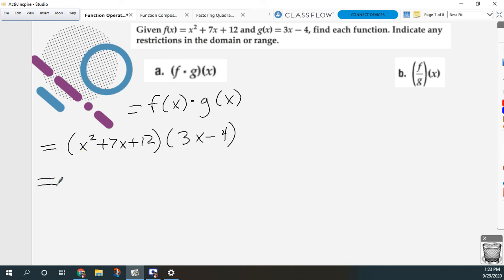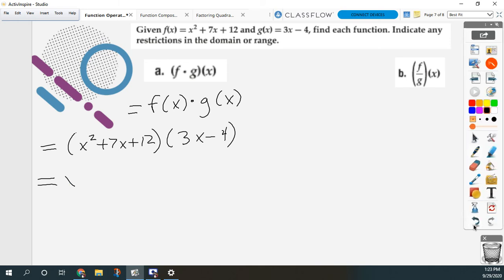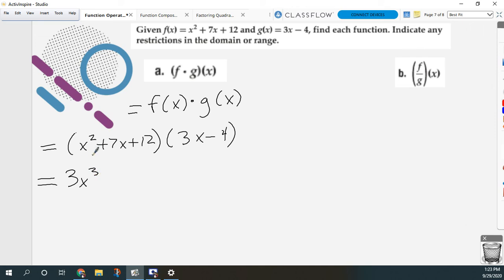So we're actually going to have to do what I like to call the rainbow method, because we have to multiply everything in our first parentheses by everything in our second parentheses. So it kind of creates those rainbow arcs. So our first thing, we're going to do x squared times 3x, which is going to give us 3x to the third. Then we're going to have x squared times negative 4 gives us negative 4x squared. Continuing on, 7x times 3x gives us a positive 21x squared.